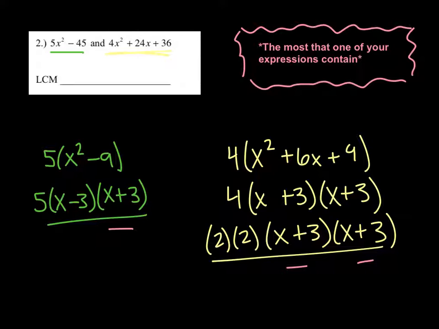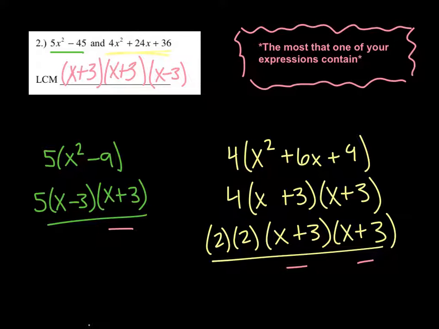So we need both of those x plus 3's. You can write it as x plus 3 squared, if you want to. So that takes care of that. And then we also need an x minus 3. And then if you're looking at the numbers, we need 2 2's and a 5. Well, 2 2's is 4 times 5 is 20.